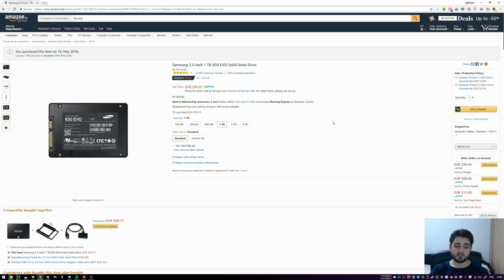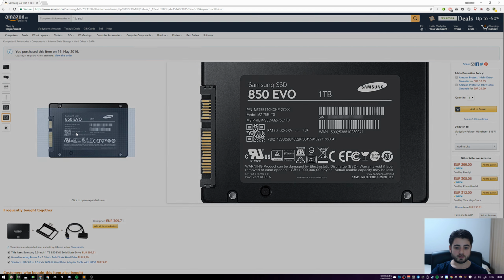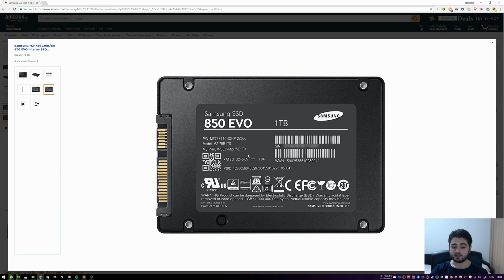Now, I just did this whole calculation just to go to Amazon and find a hard drive that I have in my system, which is a Samsung. And by the way, what I'm going to tell you is not Samsung's fault, the whole industry is doing this. So I'm just going to click on this picture, and I'm going to show you that 1 gigabyte should be 1,024 megabytes, which should be 1,024 times 1,024 kilobytes, which should be 1,024 times 1,024 times 1,024 bytes.